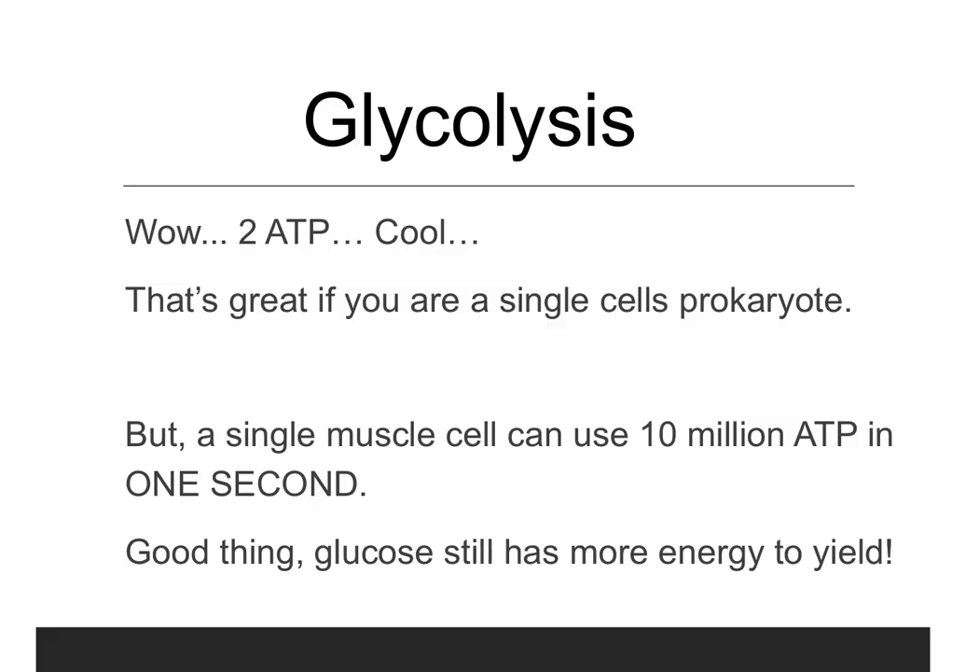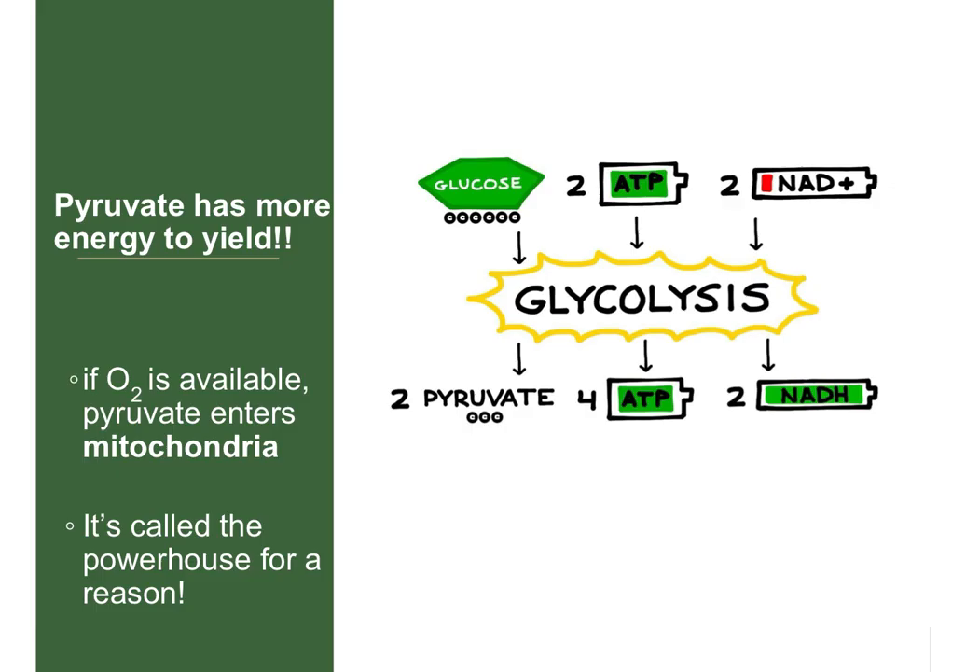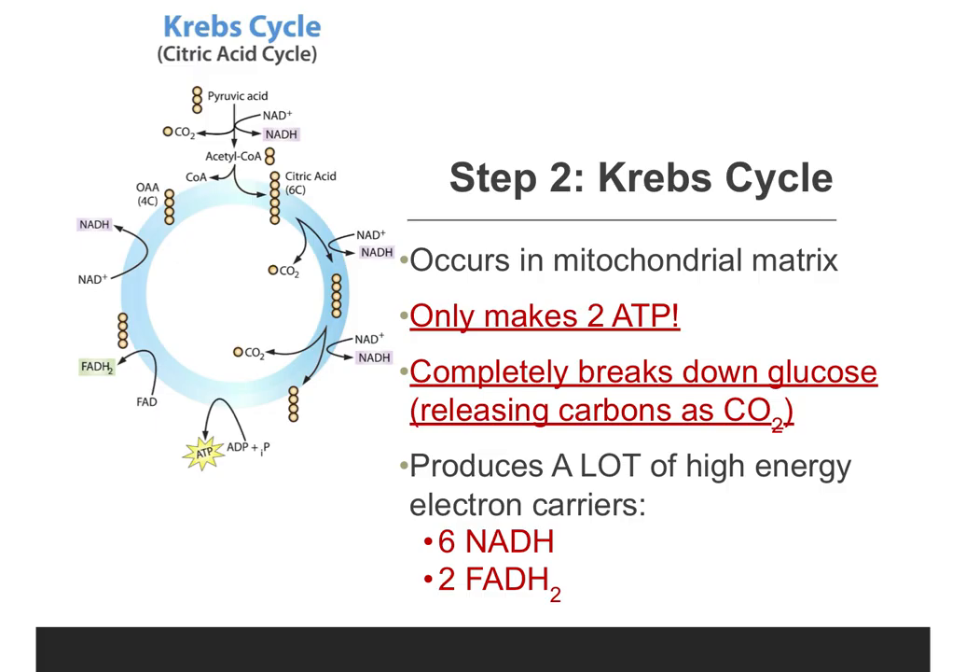Now, here's the deal. Glycolysis is good for single-celled organisms like prokaryotes. However, you yourself use copious amounts of ATP. So how do we get more from that? Well, as long as we have the oxygen and we have the organelle mitochondria, we're able to use that energy and break it down even further.